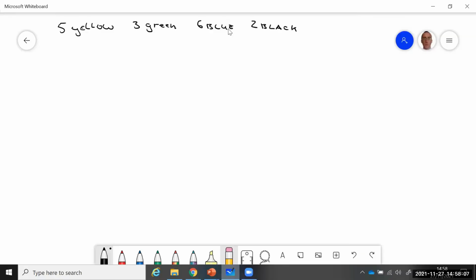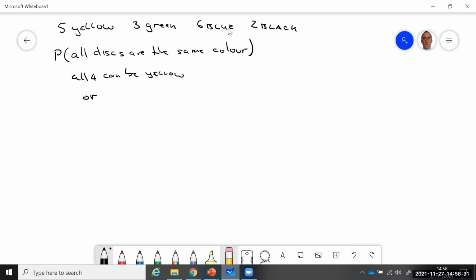So the probability that all discs are the same color: as I said already, all 4 can be yellow, or all 4 can be blue. All 4 can't be yellow and all 4 can't be blue at the same time, so they're mutually exclusive events. So we add their probabilities.